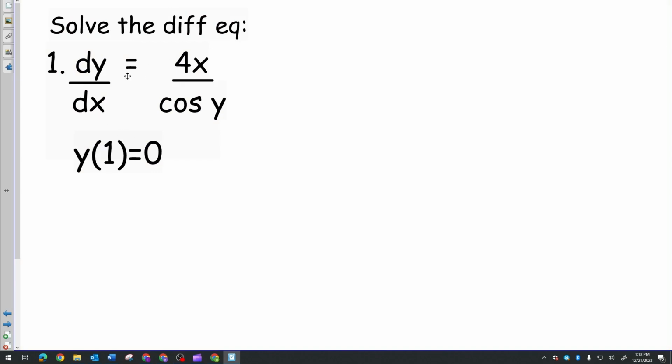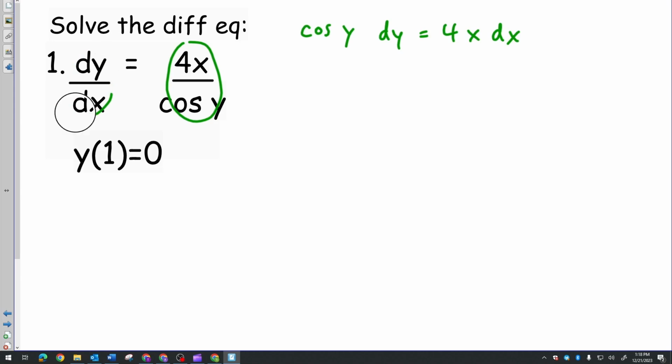So remember, the first step in solving a differential equation is to separate, then you integrate, just like immigrants, right? So I've got one fraction on the left, one fraction on the right, an equal sign in the middle. So I could cross multiply, and if I cross multiply, I get cosine y dy is equal to 4x dx. So first you separate, and luckily this cross multiplying helped me to separate.